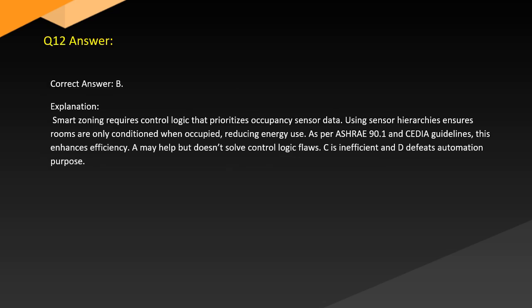Answer. Correct answer: B. Explanation. Smart zoning requires control logic that prioritizes occupancy sensor data. Using sensor hierarchies ensures rooms are only conditioned when occupied, reducing energy use. As per ASHRAE 90.1 and CEDIA guidelines, this enhances efficiency. A may help but doesn't solve control logic flaws. C is inefficient and D defeats the purpose of automation.